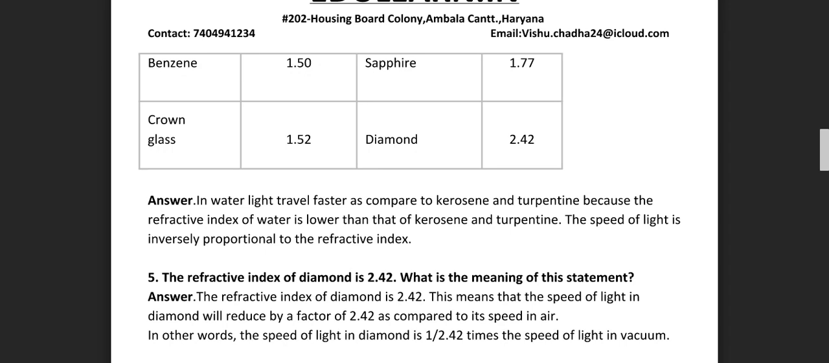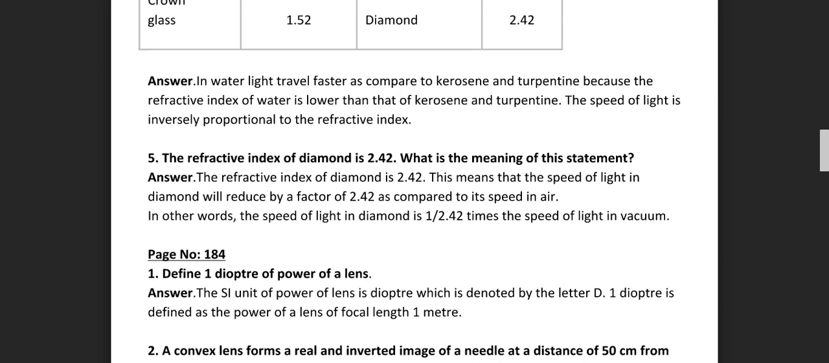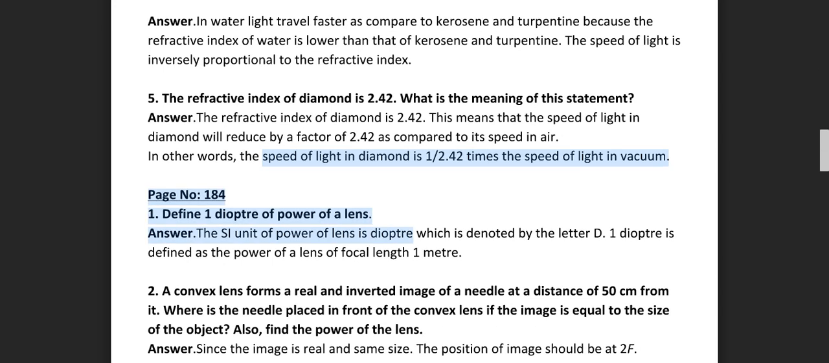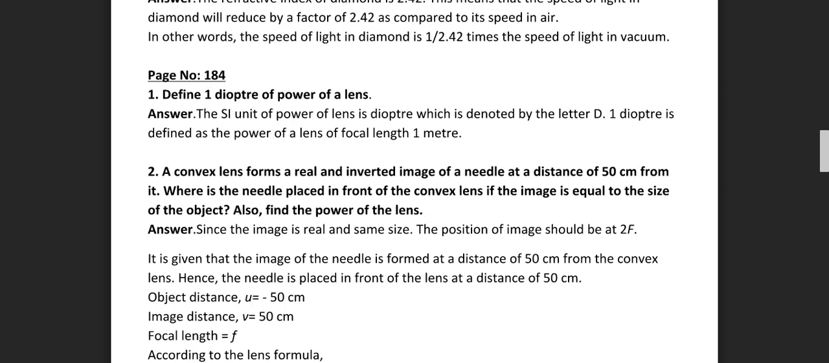For example, diamond has the highest refractive index, that is 2.42. It is a very dense medium in which light travels at a very low speed. The refractive index of diamond is 2.42. What is the meaning of the statement? Just now I discussed that in the case of diamond, a refractive index of 2.42 means that the speed of light in diamond is 2.42 times slower than that in air. Right. In other words, the speed of light in diamond is 1/2.42 times the speed of light in vacuum or air. Right.